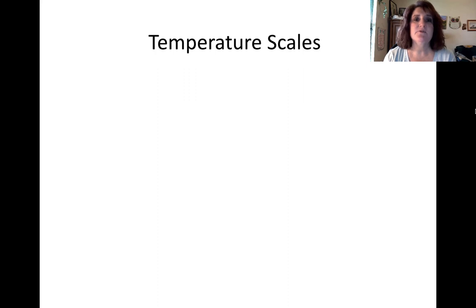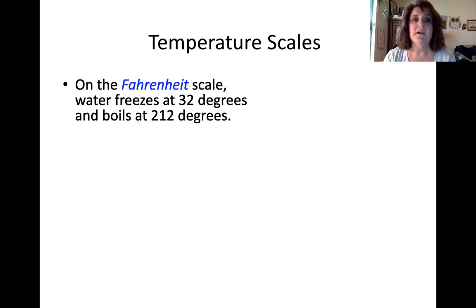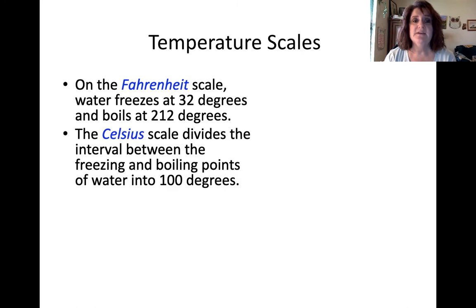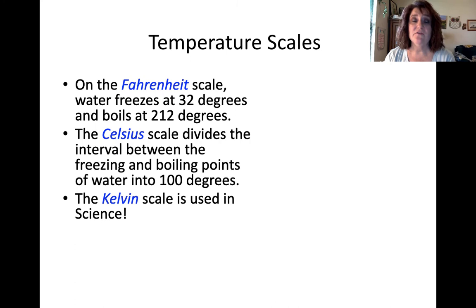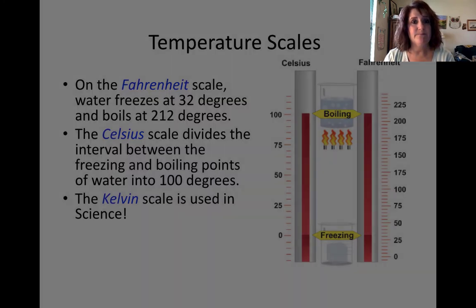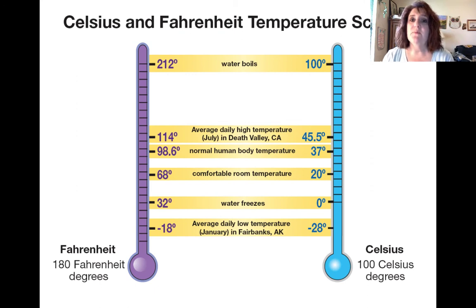Let's look at those temperature scales again. Remember, on the Fahrenheit scale, water freezes at 32 and boils at 212. Celsius is divided perfectly between 0 and 100, and Kelvin is the temperature scale used in science. So remember, as a comparison, normal comfortable room temperature would be 20 degrees Celsius or 68 degrees Fahrenheit.